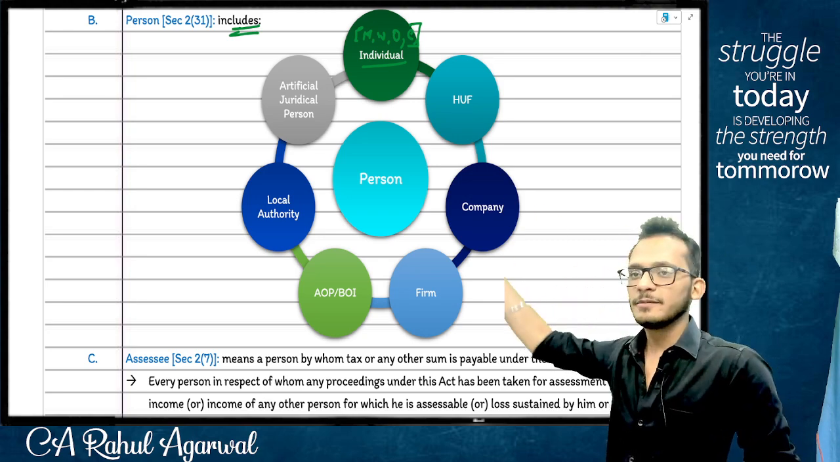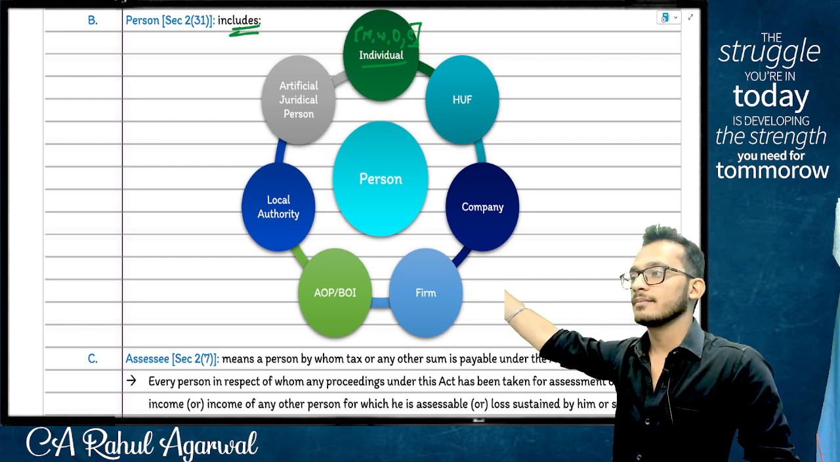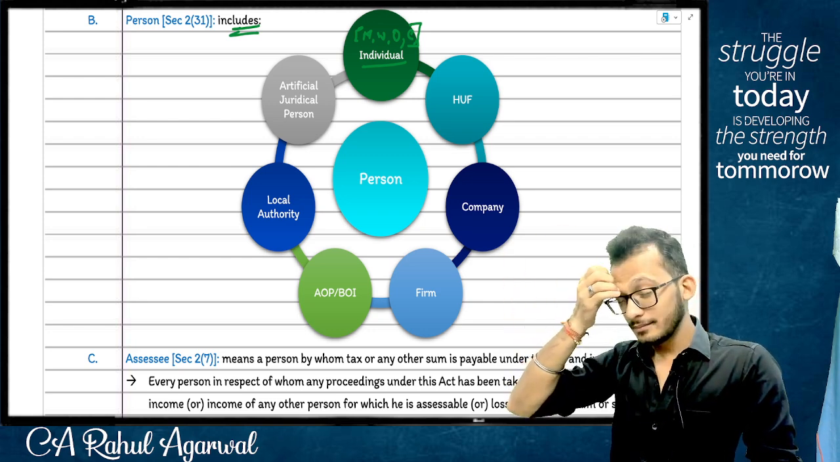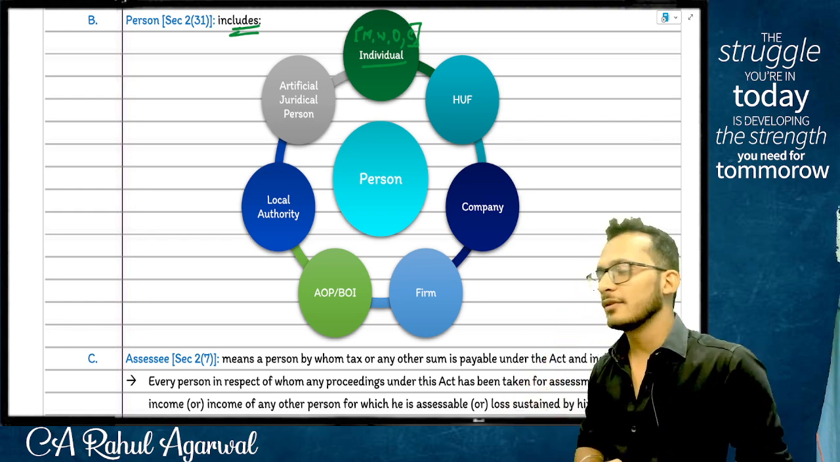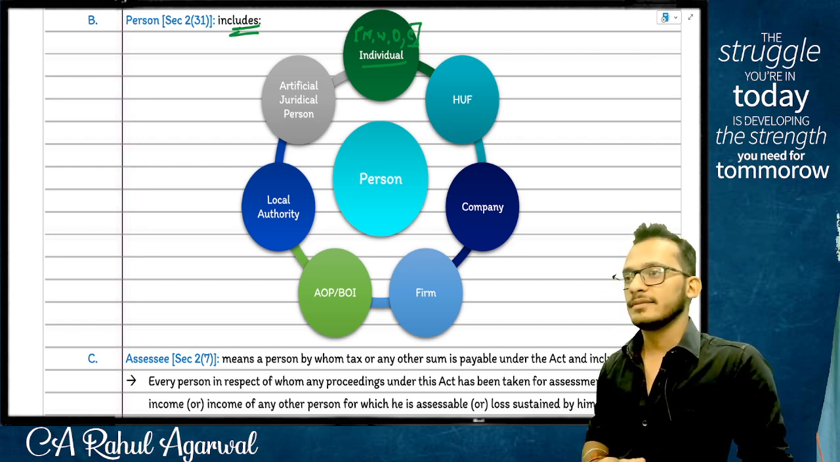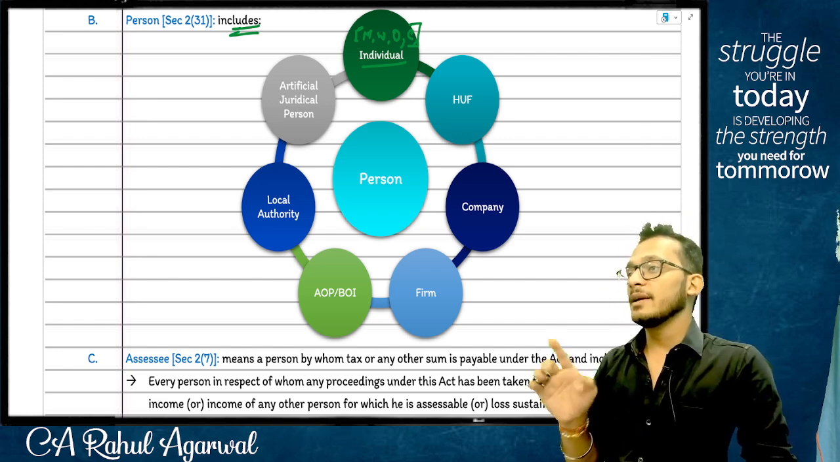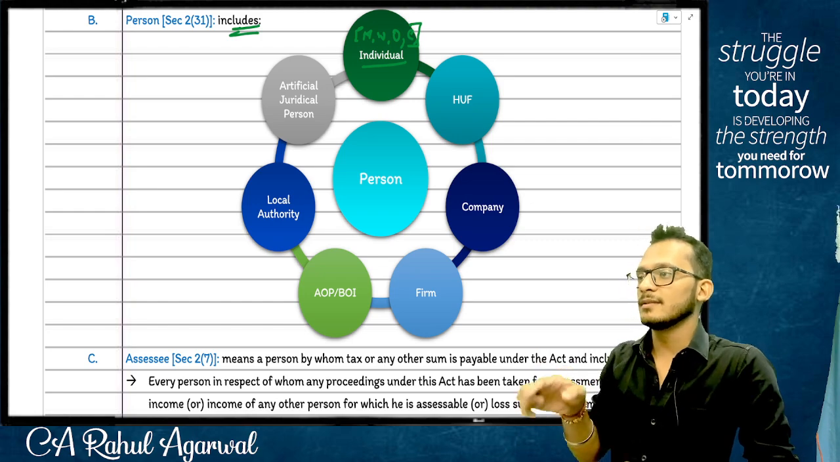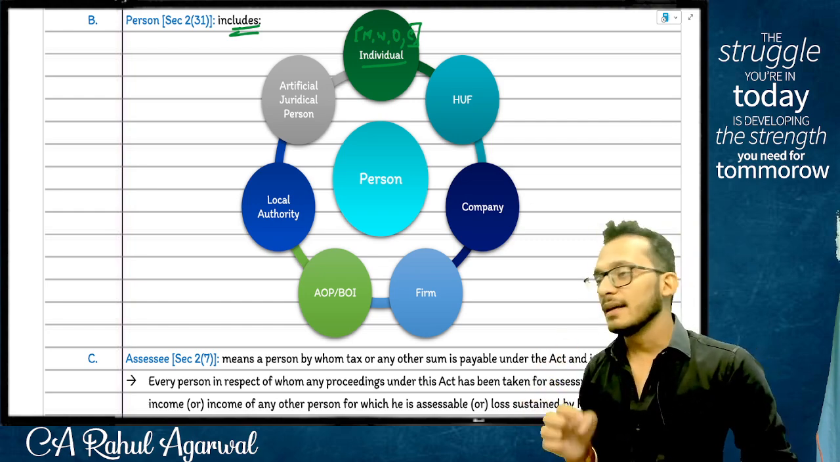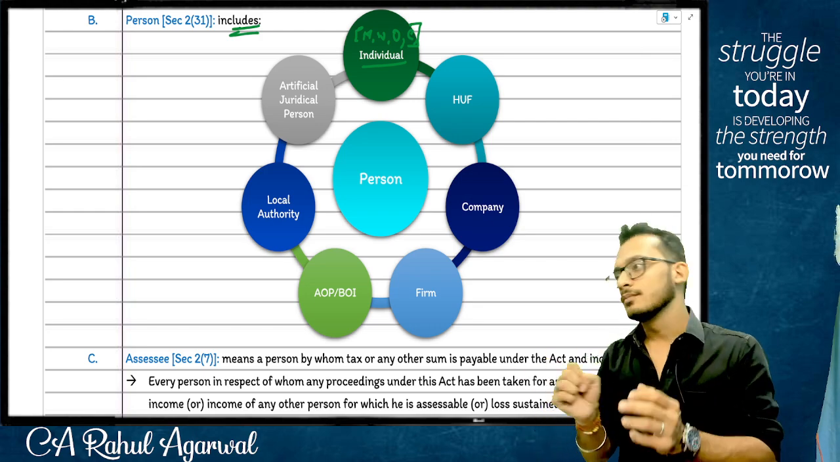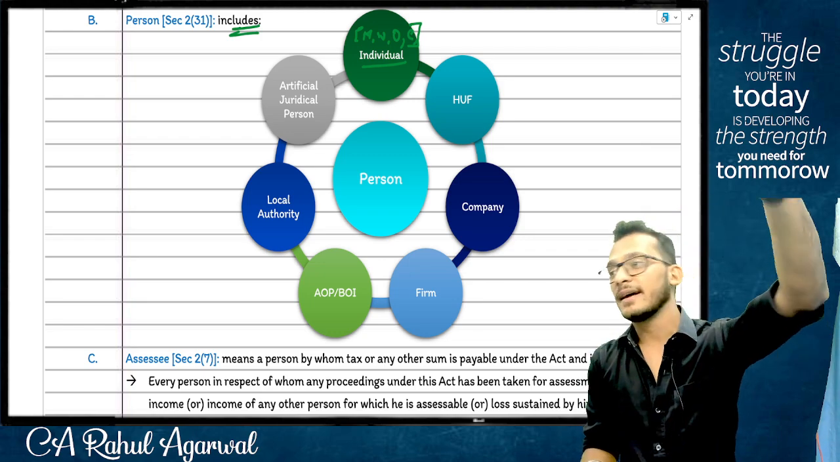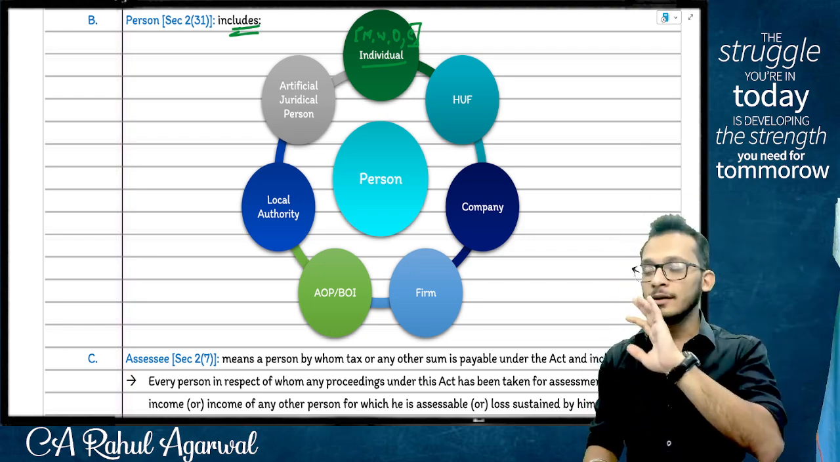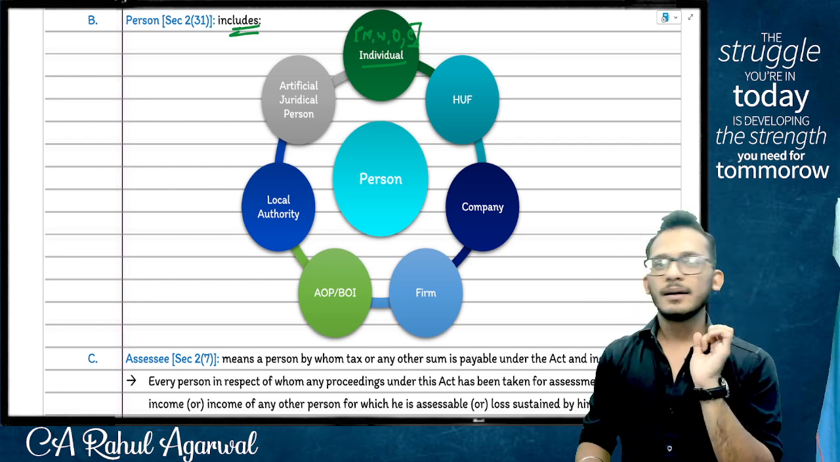That brings me forward to the next category of people called HUF, Hindu Undivided Family. This is basically a group of family members who have come together and are running a business. In that case, they will not be taxable in their individual capacity. They will be taxable in the HUF's capacity. This would be a separate person from you. What you earn yourself will be taxable in your name, but what is earned by the HUF will be taxable in the HUF's name. It will not be taxable in your names.